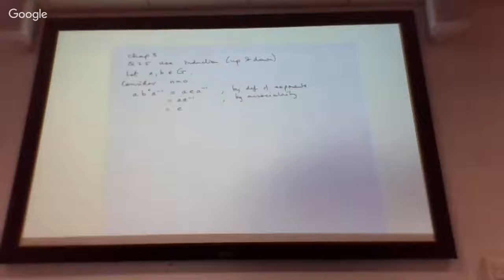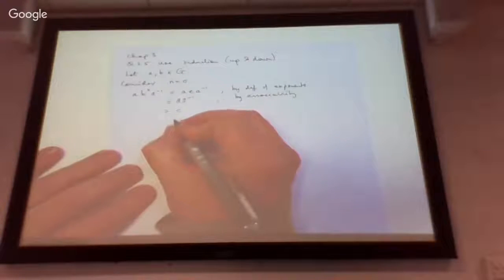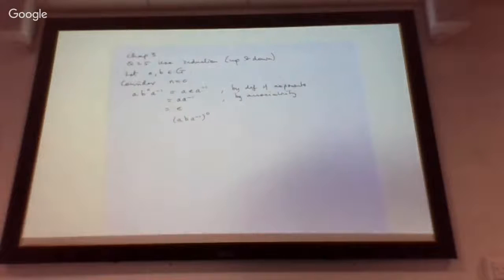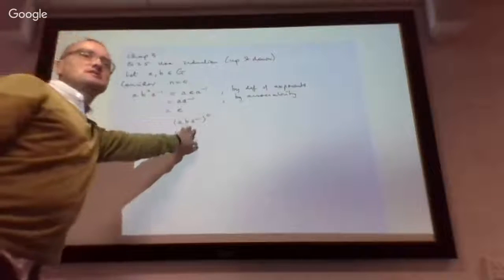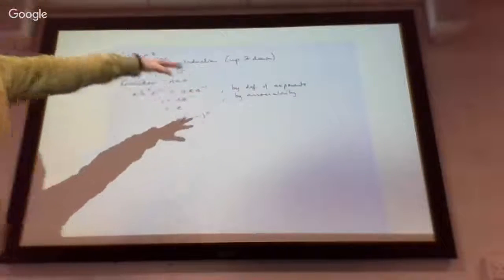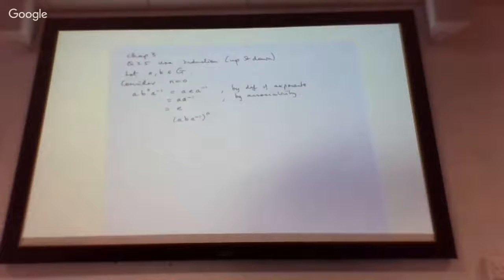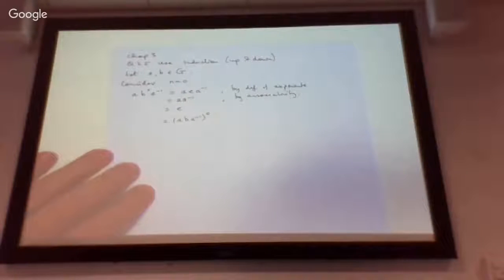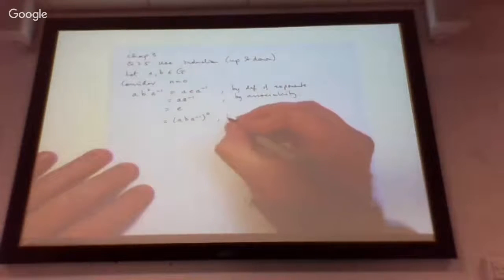What does the right-hand side look like? Well, the right-hand side looks like A B A inverse to the power 0. Is that equal to the identity? Yeah. It's certainly an element in the group, because it's a combination of elements in the group. And you're raising it to the power 0, by definition, that's equal to the identity. That's what raising a group element to the power 0 means. It means the identity. So that's true by definition of exponents.